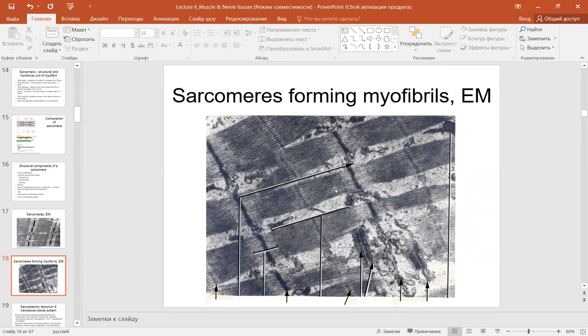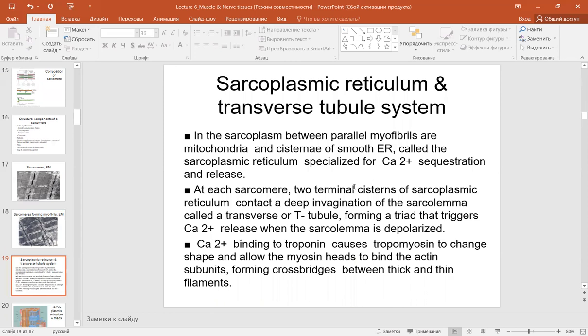So these are two Z lines. This is sarcomere. This is anisotropic disc. This is 1/2 of isotropic disc. This is H zone, light zone, and M line, which is bisecting the myosin filaments. These are the tubulus transversum and the sarcoplasmic reticulum forming triad of skeletal muscle fiber. Sarcoplasmic reticulum and transverse tubular system.